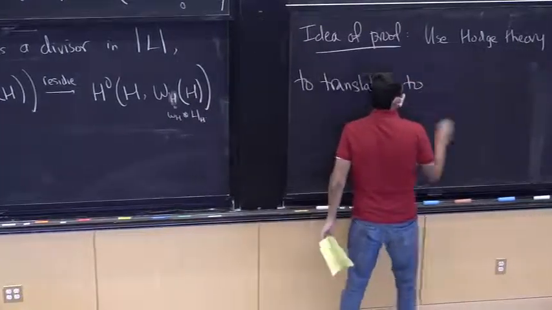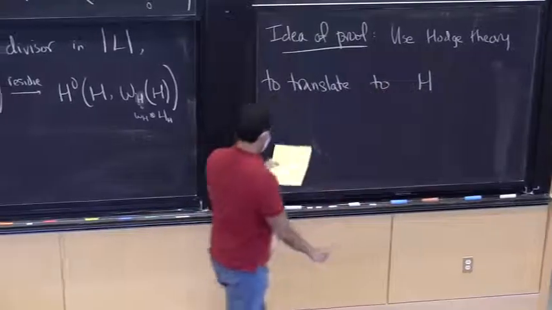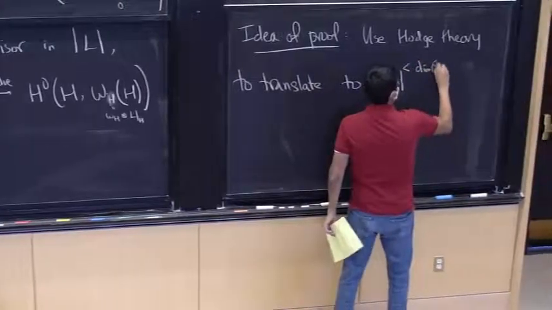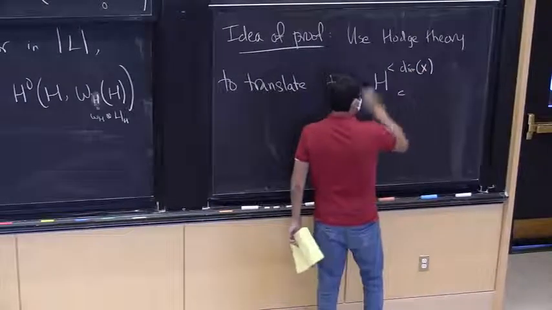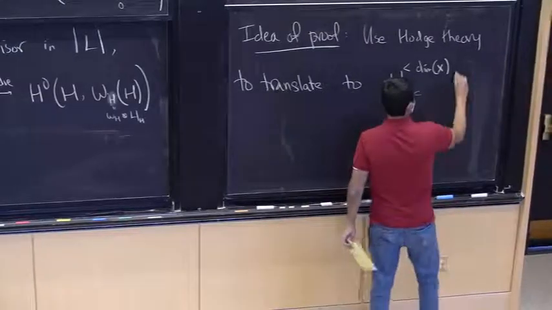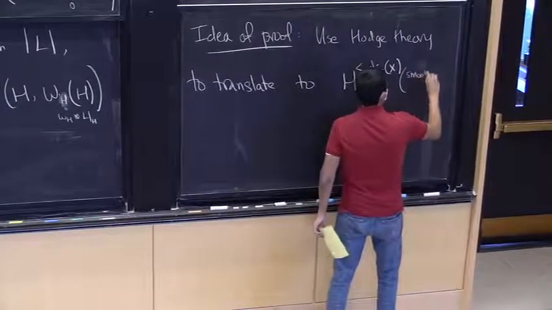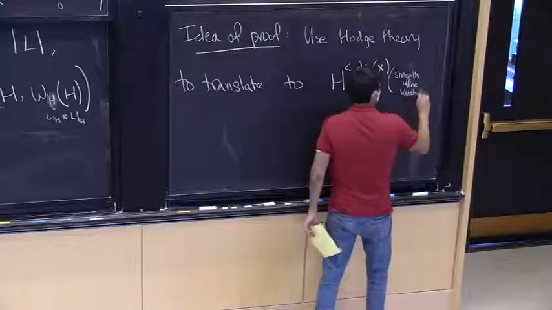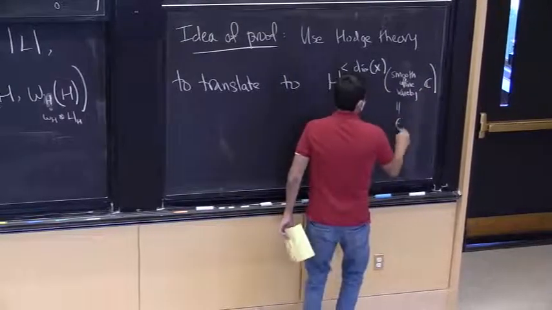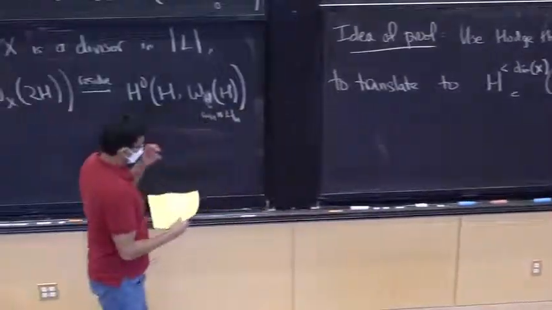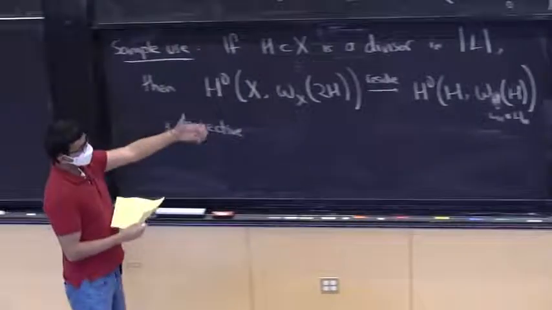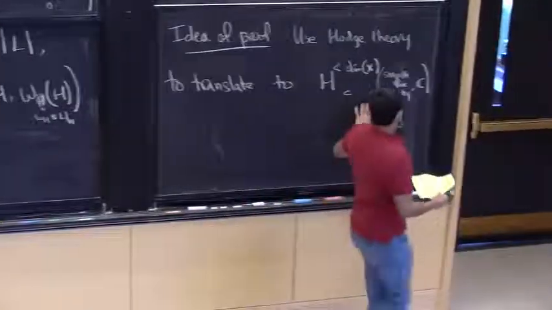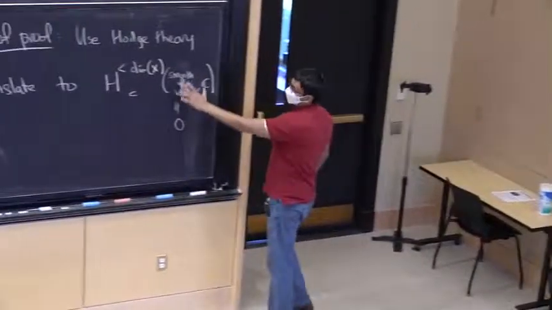to translate to the following statement. I'll just tell you what the output of the translation is, not how you get there. So homology in degrees less than or equal to the dimension with compact supports on a smooth affine variety with complex coefficients is 0. So there's some non-trivial Hodge theory that goes into going from this statement to this statement. But the statement over here is a purely topological statement about an affine variety.